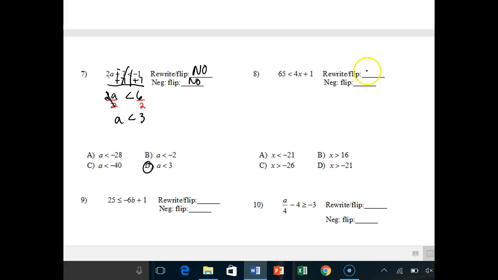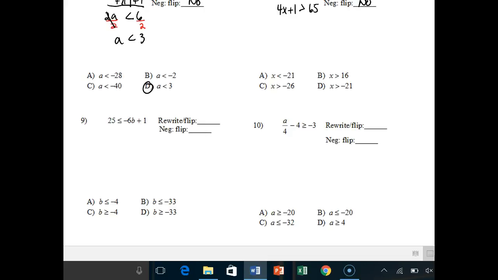Here, do you need a rewrite flip? Yes. Do you need a negative flip? No. So 4x plus 1, flip your sign, greater than 65. You need to finish this one. Do you need a rewrite flip? Yes. Do you need a negative flip? Yes. So I'm going to actually just lock this guy in exactly like that. -6b plus 1, that goes exactly like that, 25.